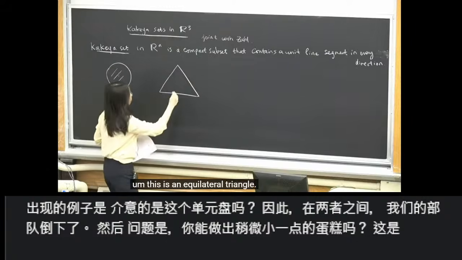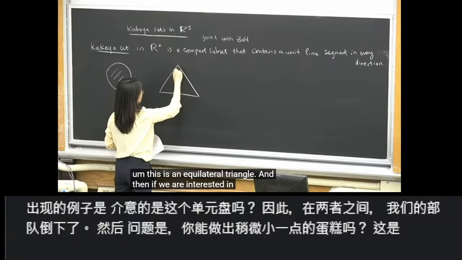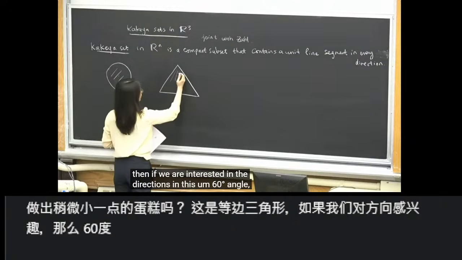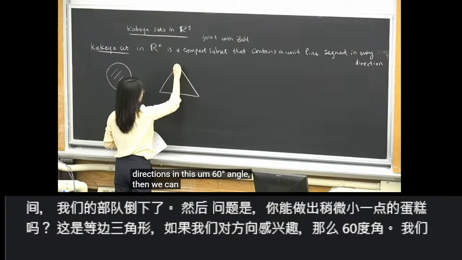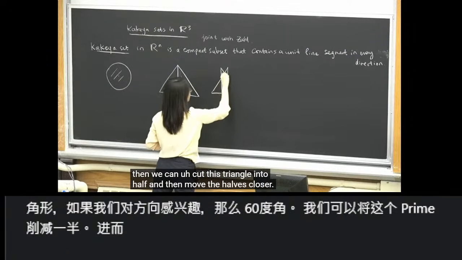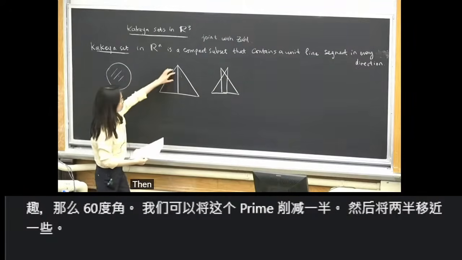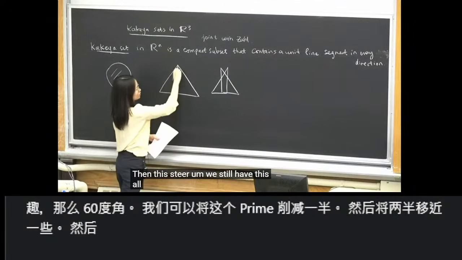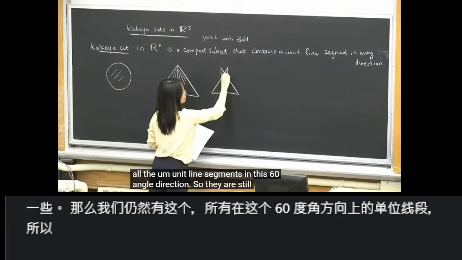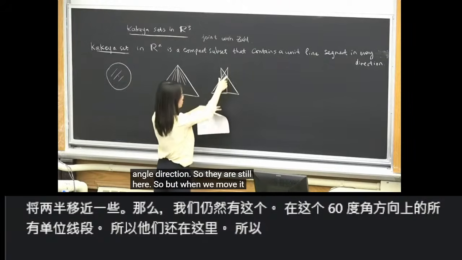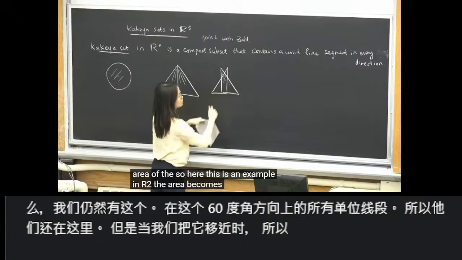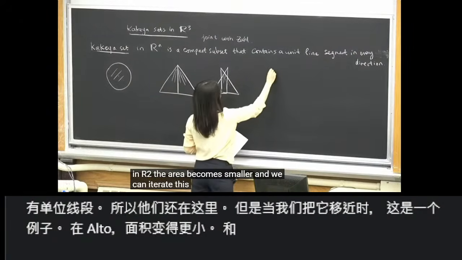this is the equilateral triangle, and if we are interested in the directions in this 60-degree angle, then we can cut this triangle in half and then move the halves closer. We still have all the unit line segments in this 60-degree angle direction. But when we move it closer, the area, in this example in R2, becomes smaller. And we can iterate this process.